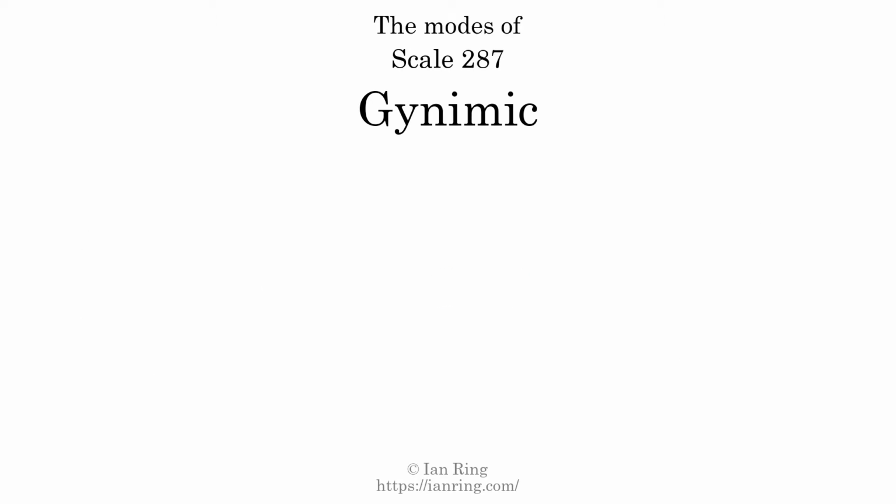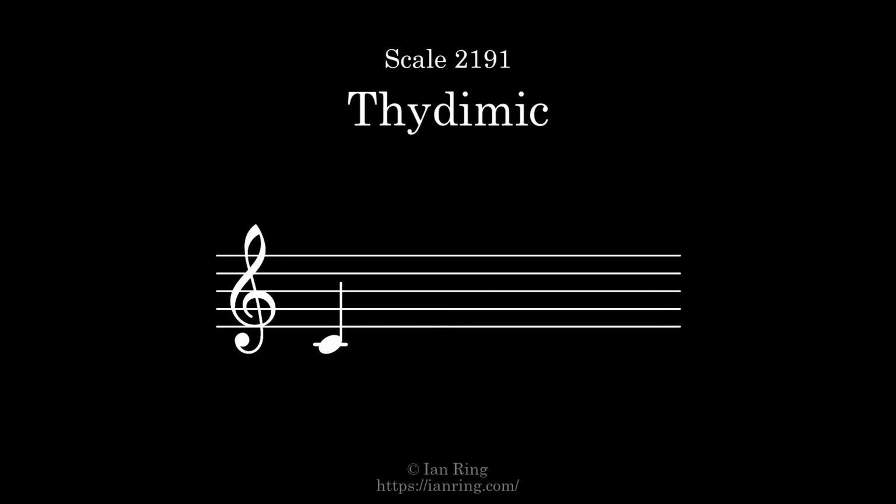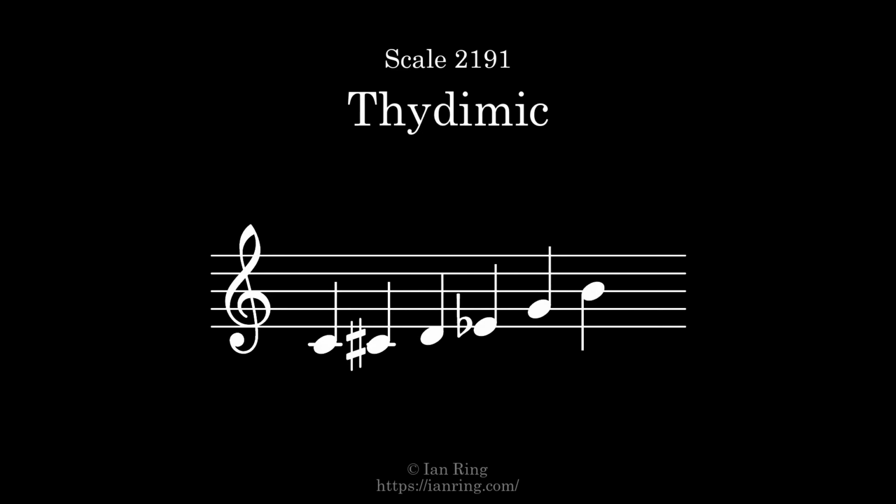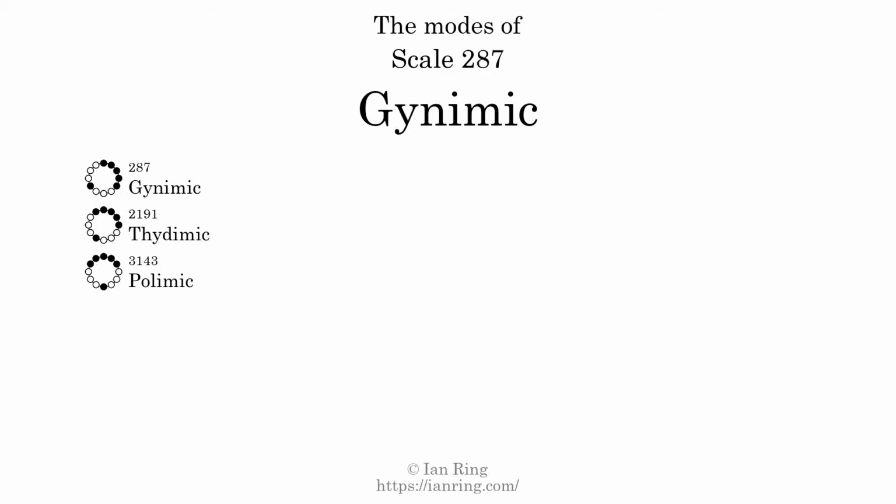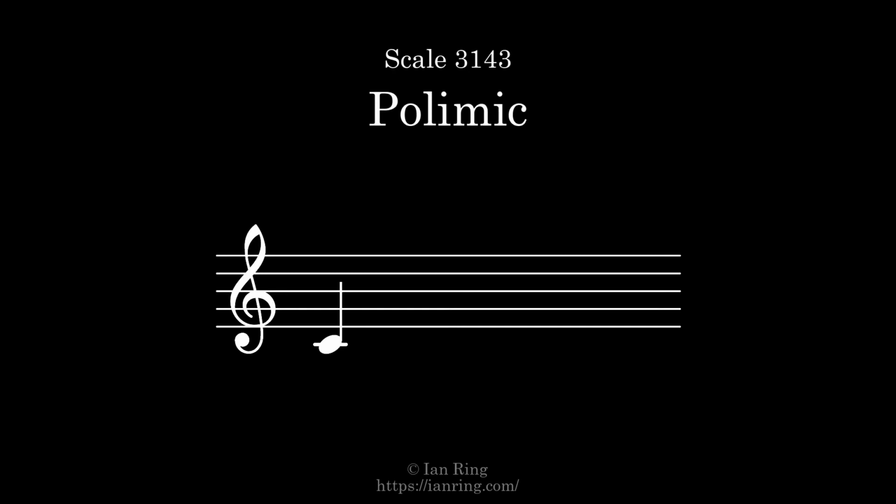This scale has 6 modes. The first mode is itself. The second mode is scale 2191, also known as Gynimic. It sounds like this. The third mode is scale 3143, also known as polemic. It sounds like this.